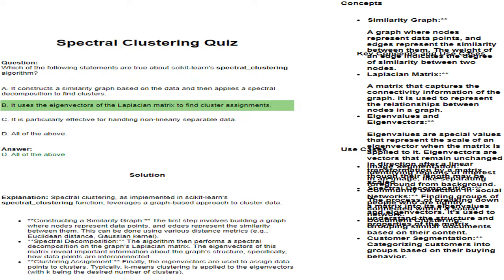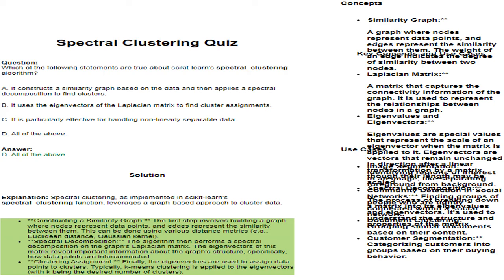B. It uses the eigenvectors of the Laplacian matrix to find cluster assignments. This statement is also correct. After the spectral decomposition, the algorithm uses the eigenvectors of the Laplacian matrix to find cluster assignments. The eigenvectors encode information about the connectivity of the graph. Typically, k-means clustering is applied to the eigenvectors, where k represents the desired number of clusters, to determine which data points belong to which cluster. Finally, the eigenvectors are used to assign data points to clusters.